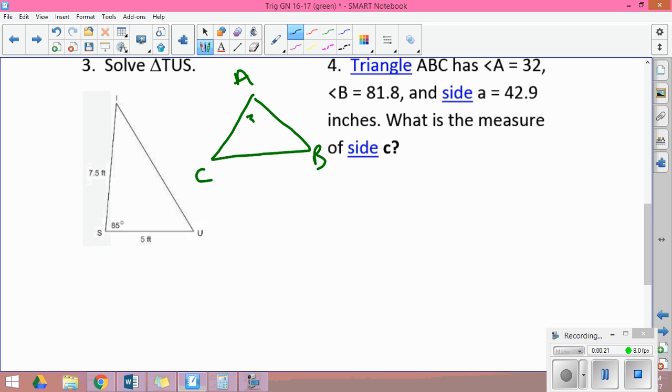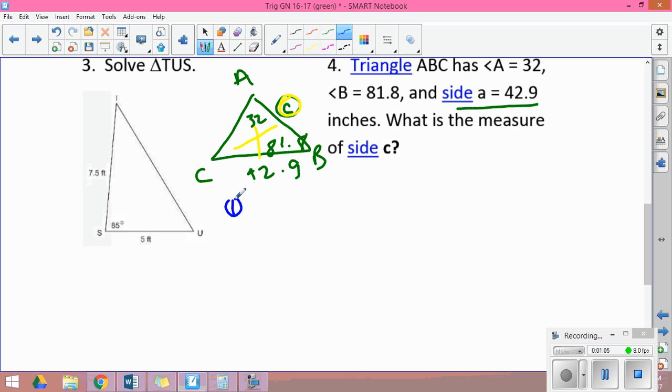A is 32. B is 81.8. Side A must be right here, 42.9. And we want the measure of side C. And that's where that naming convention of the capitals and the lowers help us keep things straight. So now when I look at this picture and I think about wanting to find little c right here, the first thing I think about is, does law of sines work? And I know these two opposite, but I don't know these two opposite.